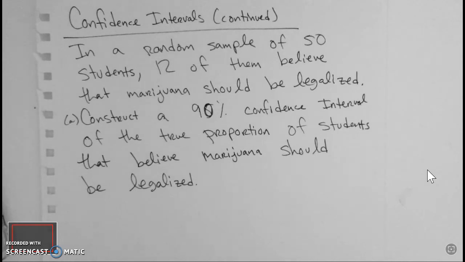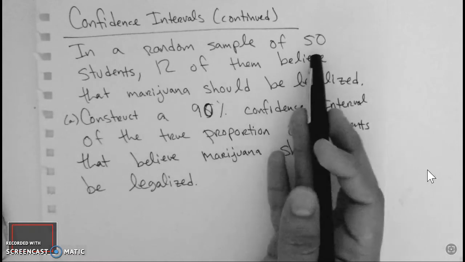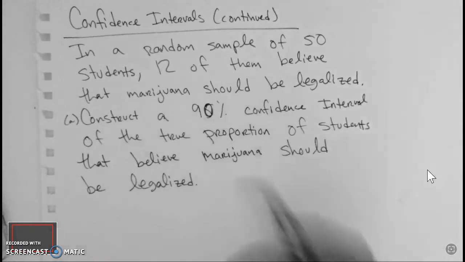So maybe this was 50 random students from Mesa College, right? 12 of them believe it should be legalized. So we want to see, based on this sample, where is the true value of p of every single Mesa student? We are not just going to say 12 divided by 50, that's the value. We want to figure out a confidence interval.